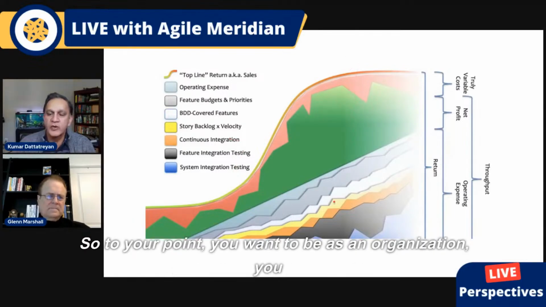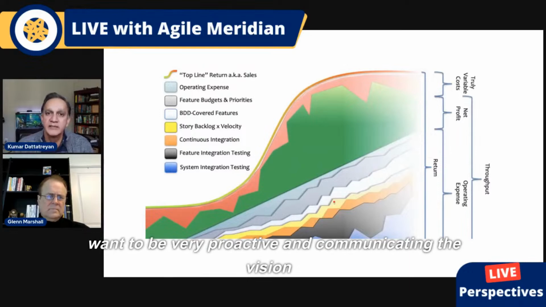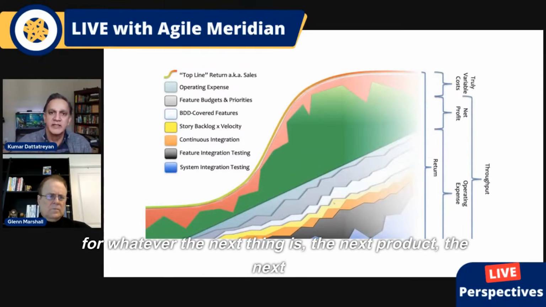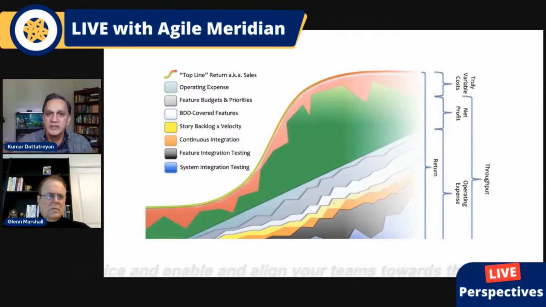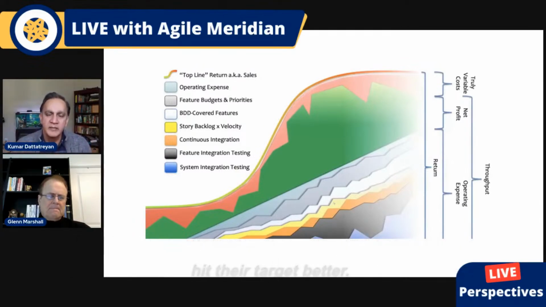Right. So to your point, as an organization, you want to be very proactive in communicating the vision for whatever the next thing is, the next product, the next service, and enable and align your teams towards that. If your teams are all aligned, they can hit their target better. In fact, I would say that this actually is illustrative of a problem. The team should have been redirected earlier. This is too late.